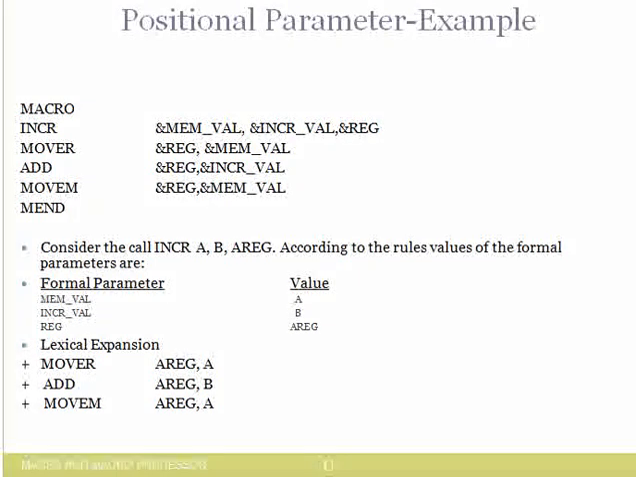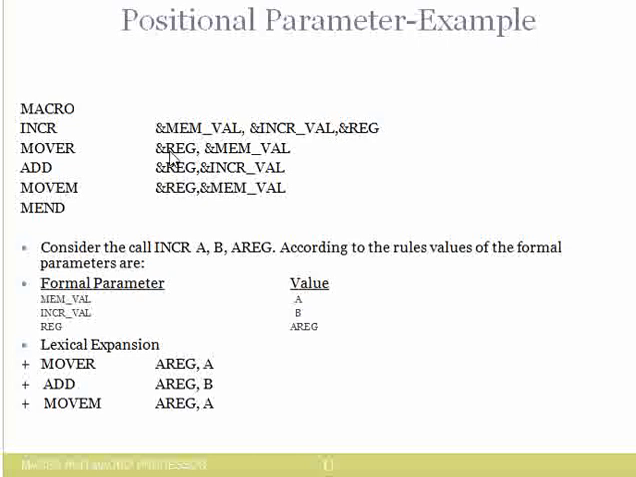Macros contain three kinds of parameters: positional parameter, keyword parameter, and a keyword parameter with default value. The first one shown here is a positional parameter example. So if we consider the macro INCR, the prototype statement which contains the name of the macro has three parameters. The first parameter happens to be memval, the second one INCR_val, and the third one is register. All three of them are positional parameters.